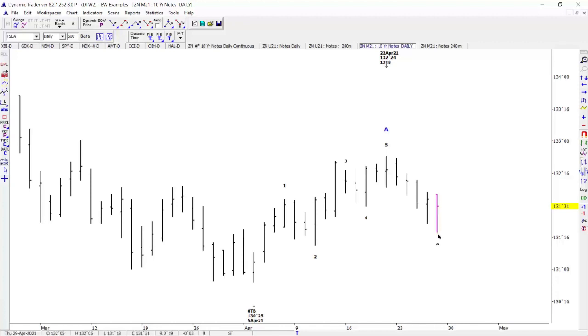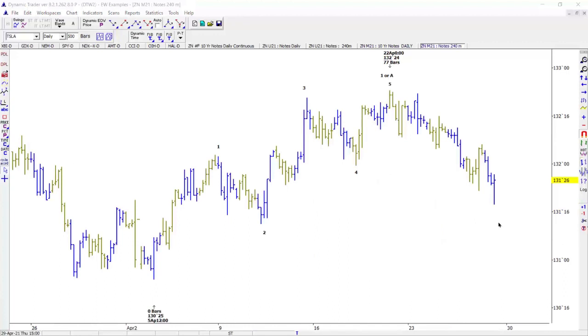So we'll look at the 240-minute data through this same date, April 29th. Well, this is the 240-minute data through the last day that we're showing on the daily data. And here's this decline.